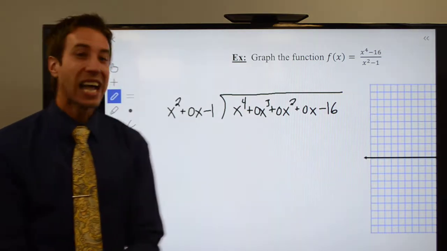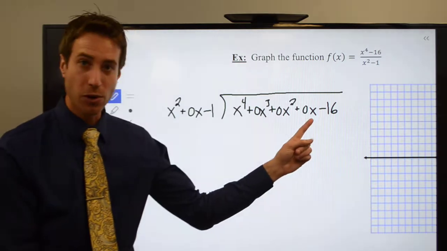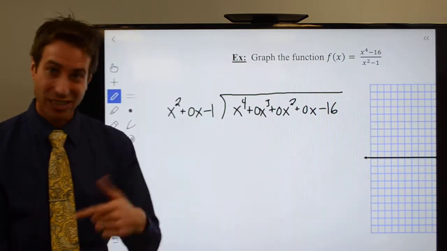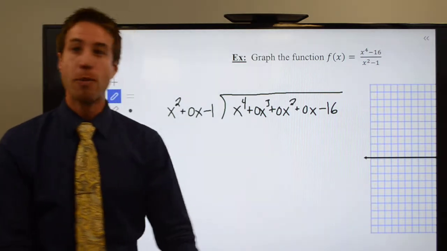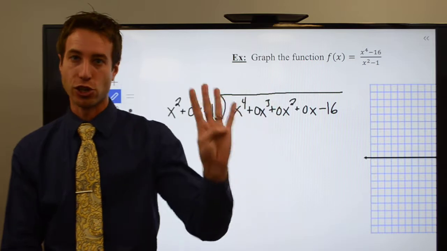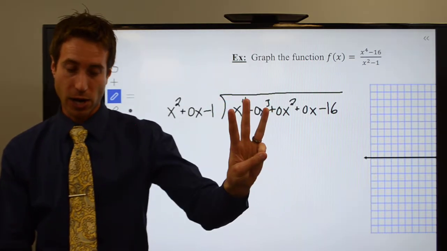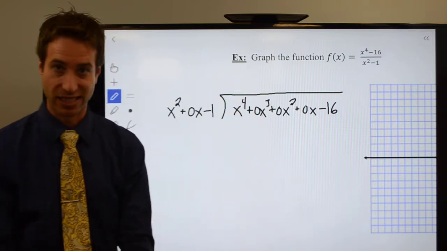Now, I know it looks scary, but take heart. Look at all the zeros in there. Zero is a really easy number to do math with, so I think this one's probably going to go pretty quickly. Well, let's find out. Remember, 4 steps to doing long division. You will divide, then multiply, then subtract, then bring down. We don't care about the remainder, doesn't matter.